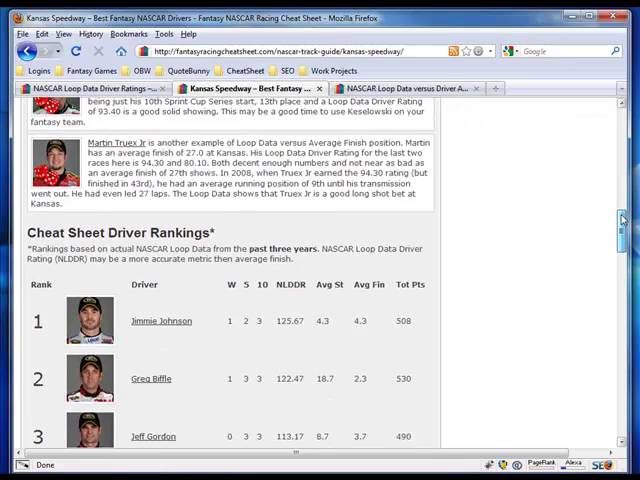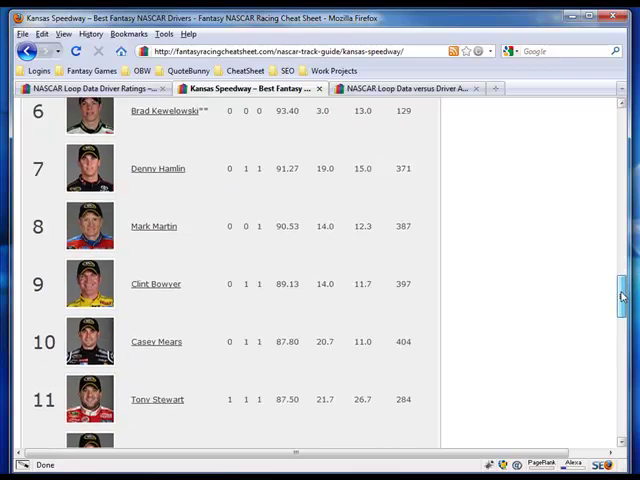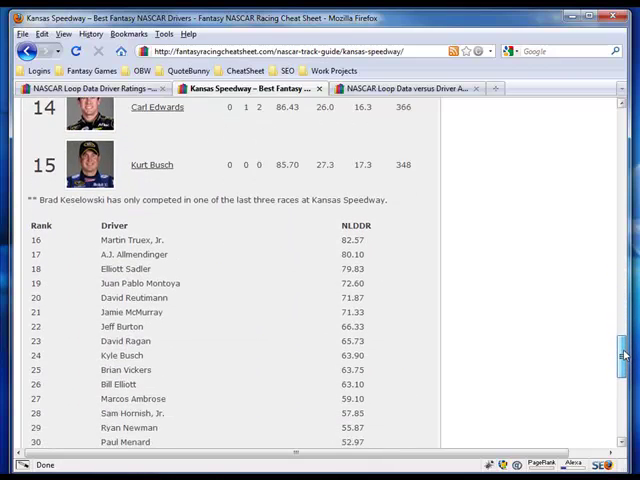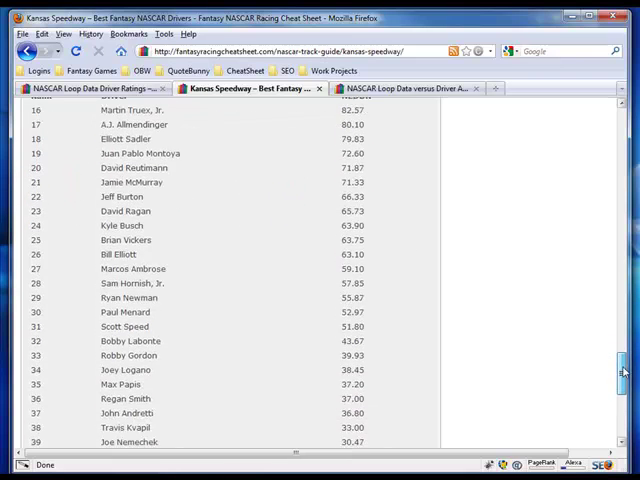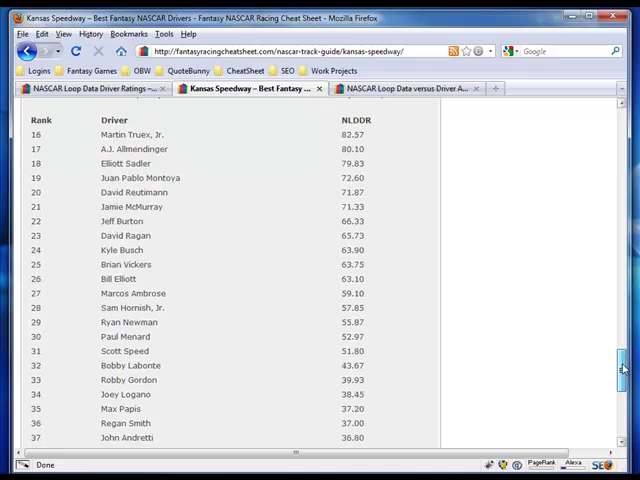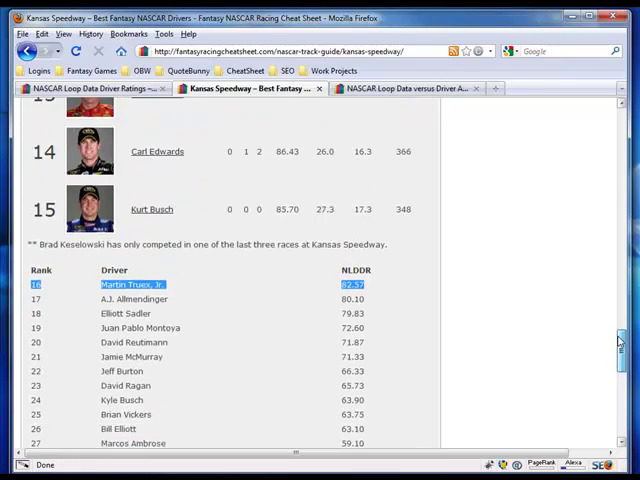In fact, as you go down, I've got the top 15 drivers based on their driver rating at Kansas, all nice and pretty with their pictures, and then I continue to rank down here the rest of the drivers until I run out of drivers that are active in the NASCAR series. Rank number 16 here is Martin Truex Jr. with a NASCAR Loop Data driver rating of 82.57, which really isn't all that bad.